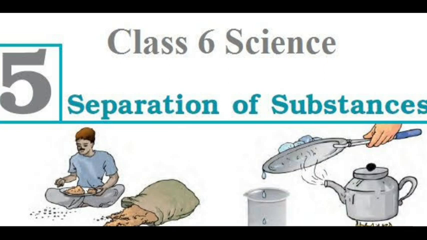Now, reasons for separating a substance from a mixture. As we know, a mixture is made up of 2 or more substances. So, a mixture may contain some unwanted, harmful or useful substances. According to the need and usefulness, the substances are separated from the mixtures. Some of the reasons we are going to discuss.